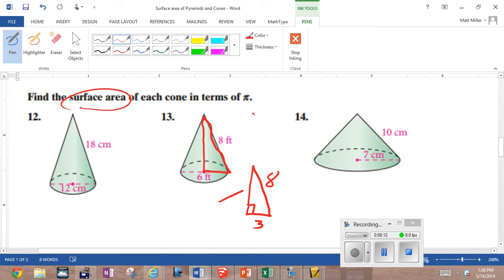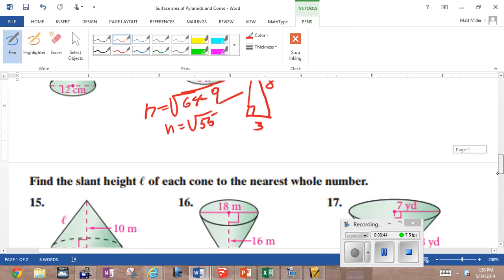So the height here, of course, is by Pythagoras, the square root of 8 squared, 64, minus 9. So it looks like the height is going to be the square root of 55. But we wouldn't even need that height apparently, because we're only after the surface area. That height would be used for volume, but we lucked out. We don't even need it here.